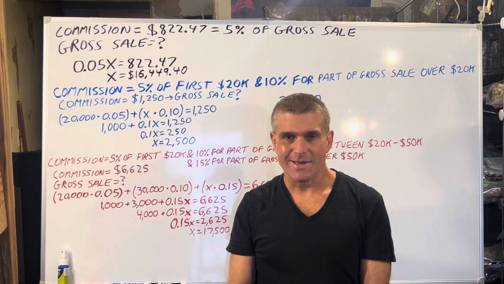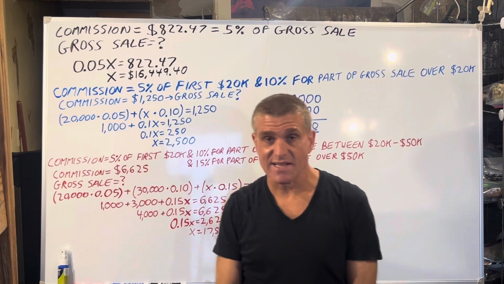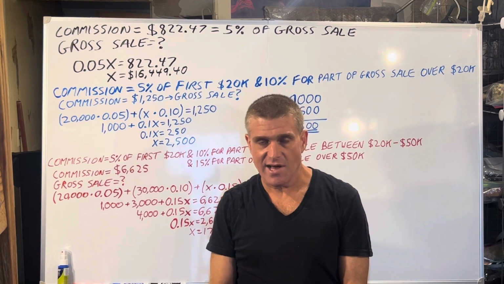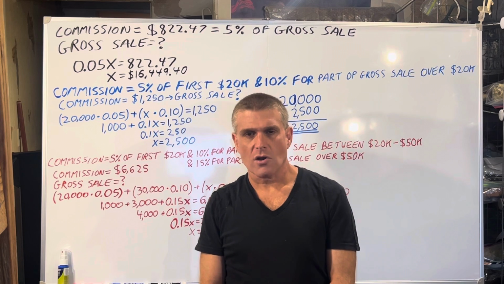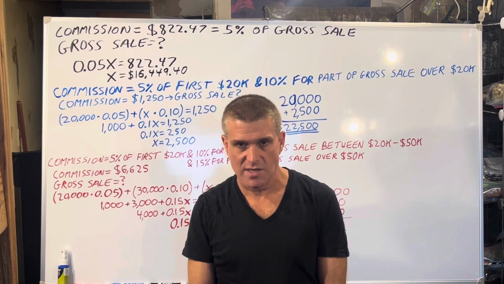Hi, I'm Dan. My friend got a check for $822.47 as commission for a sale. He gets paid 5% commission. We are going to find out what the sale was, what the gross sale was.